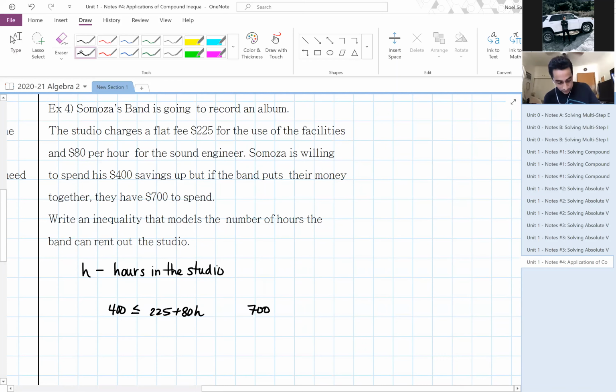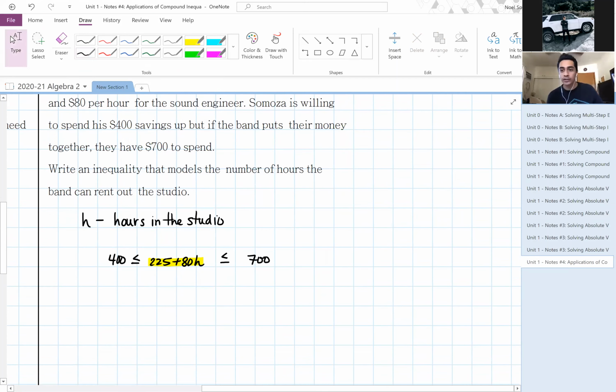Now, in terms of 700, can I spend more than 700? No. So whatever I spend, this is what I'm going to spend, it has to be less than 700. And I can spend all 700. It didn't say that it had to be less than. If they put their money together, we have $700 to spend, exactly. So it's less than or equal to. So I've sandwiched in my problem here.